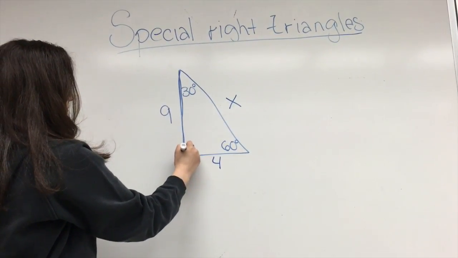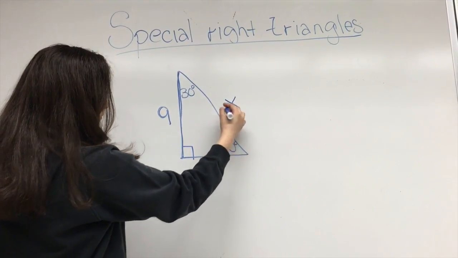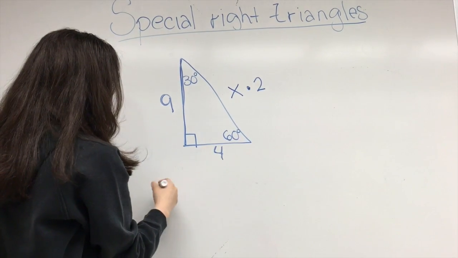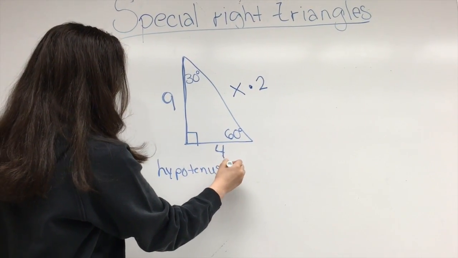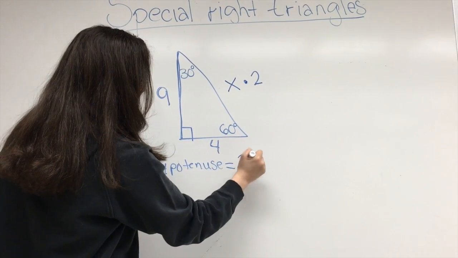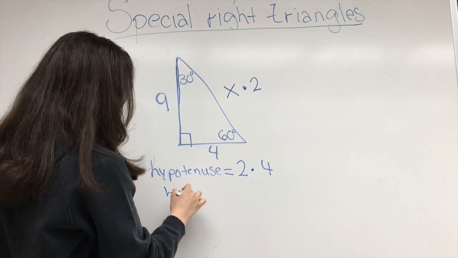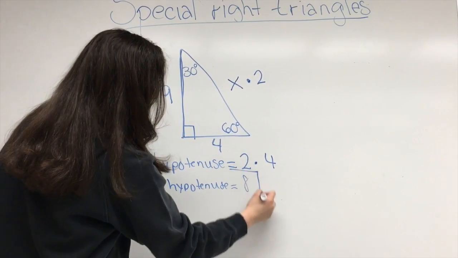We have a 30-60-90 triangle where the longer leg is 9, the shorter leg is 4, and the hypotenuse is x. In order to find the value of x, we must do x equals 2 times 4, which gives us 8, and that's going to be the length of the hypotenuse.